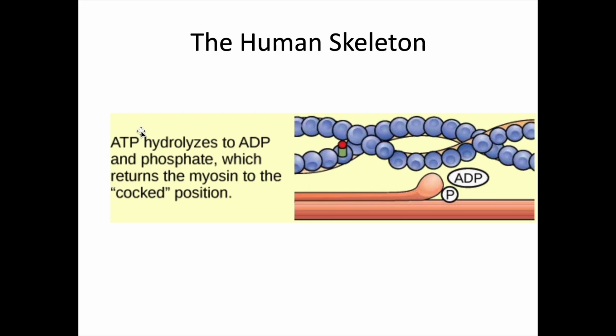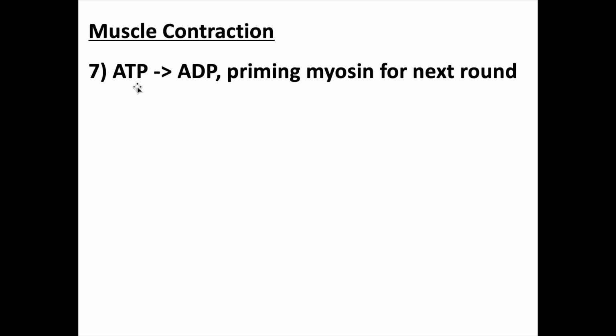Now the ATP is going to be spent into ADP, and it doesn't seem like it's doing anything as it goes from ATP to ADP, but what it's doing is it's charging up this myosin protein. This is the cocked position, like this is a revolver or something ready to go off, but it's energizing it, making it ready to repeat this whole process over again. So ATP goes to ADP, priming this myosin for the next round.